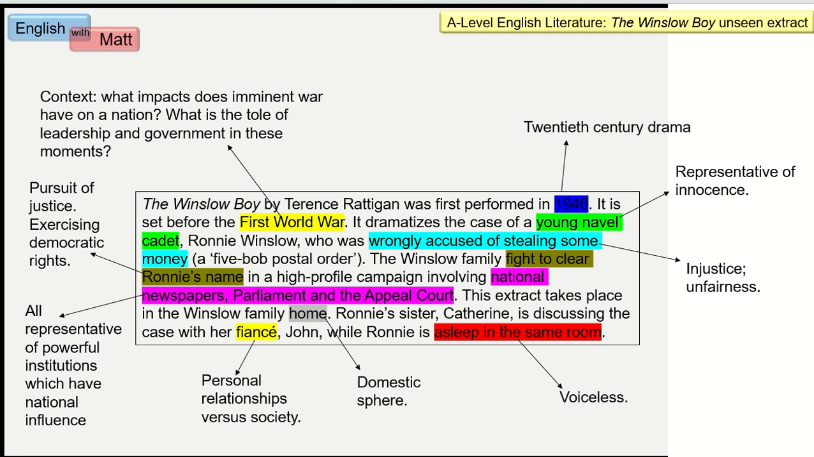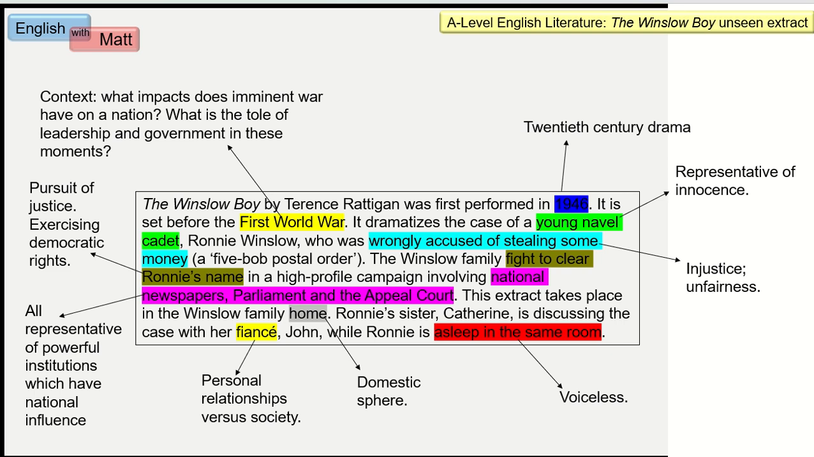So dates are often important. It tells us if this is historical or contemporary or Victorian or romantic. It can often give us some eras of English. And of course, a main contextual point here is the fact that we have the First World War mentioned. So this is a play that takes place just before the First World War.